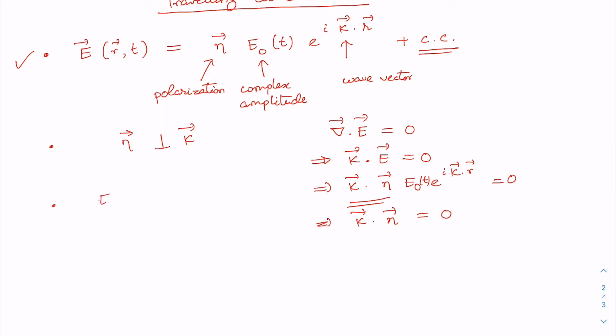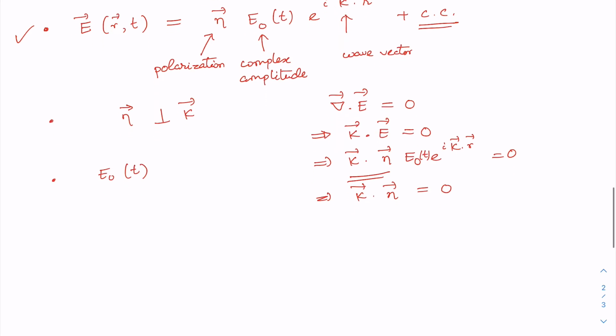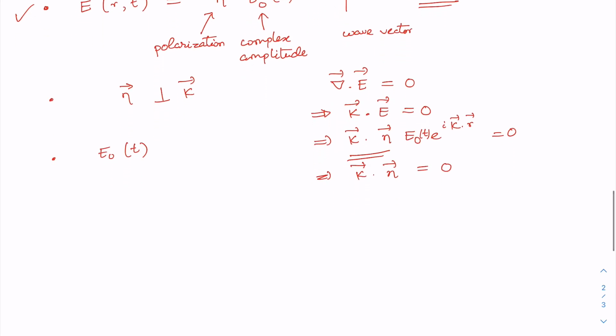And this E0t characterizes the amplitude of the field which oscillates at a particular frequency with an angular frequency, say omega. Its solution is given by, we'll establish it a little bit later using the Maxwell equations. So this is the solution subject to the condition that omega is equal to ck.